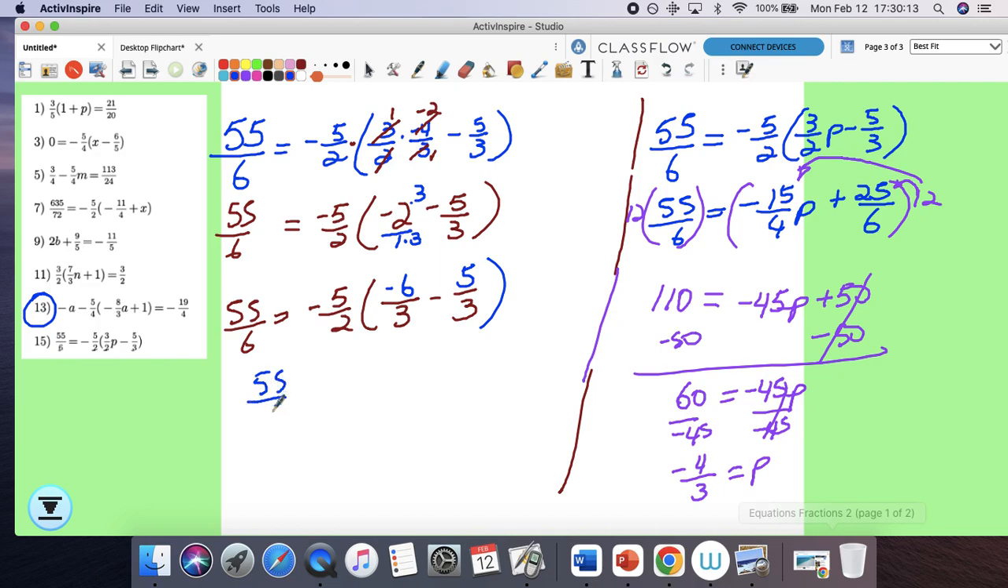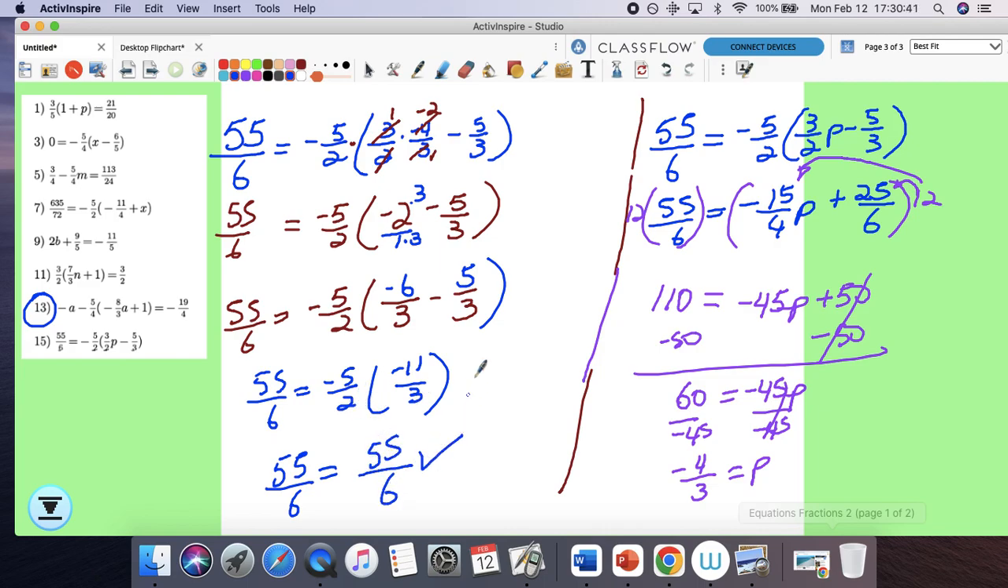55 over 6 equals negative 5 over 2. I can combine these two finally, and I'm going to get negative 11 over 3. Right? So it's negative 6 minus 5, negative 11, and the denominator stays the same. And we can finally see that we're on the right path. Negative times negative is a positive. 5 times 11 is 55. And 2 times 3 is 6. Check.